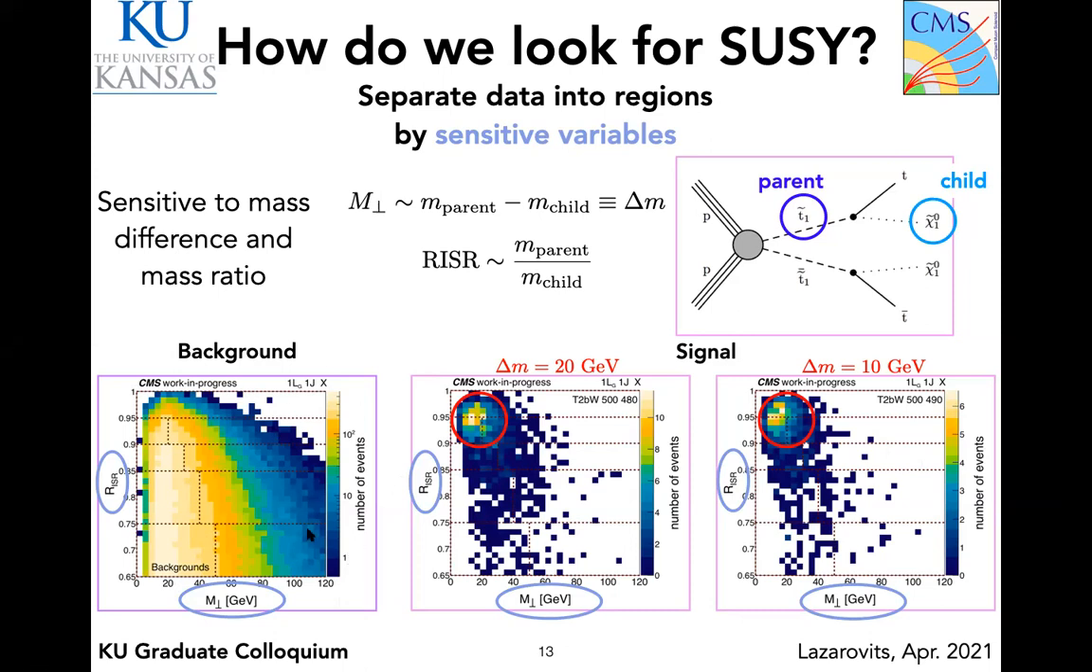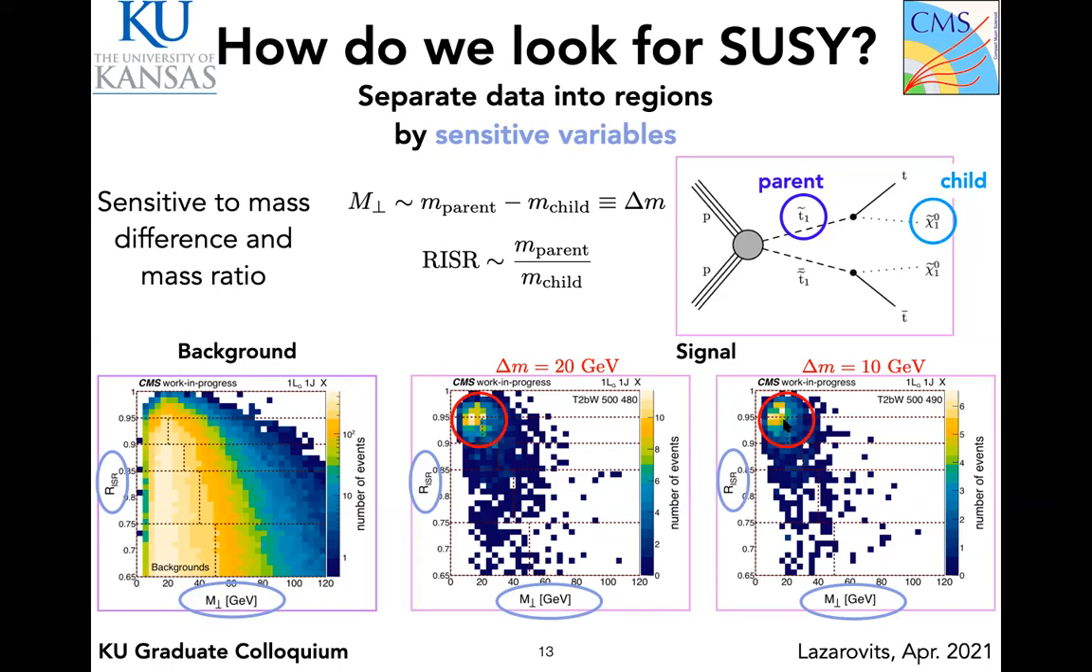You can see here for background on the left-hand side of the slide, everything is very spread out. There's even this kind of sloping behavior in the background, whereas when you move to signal, especially for compressed mass scenarios, you're getting a lot of your events concentrated in just a very small area of RISR and mperp. And that concentration becomes even more extreme the smaller mass difference you go.